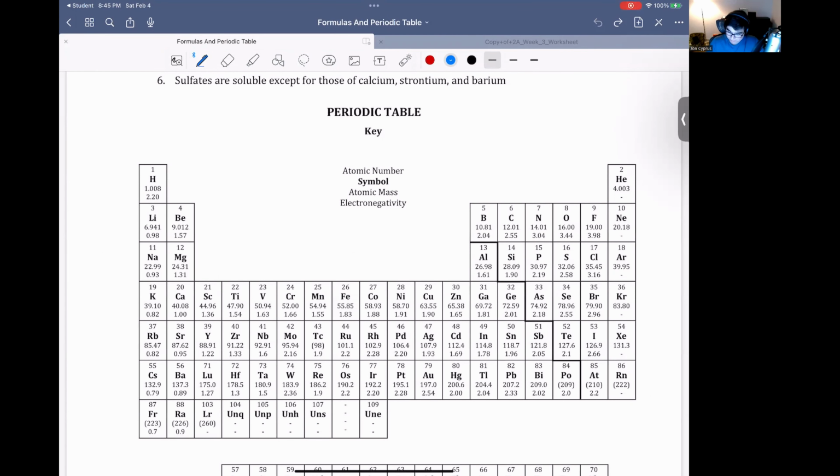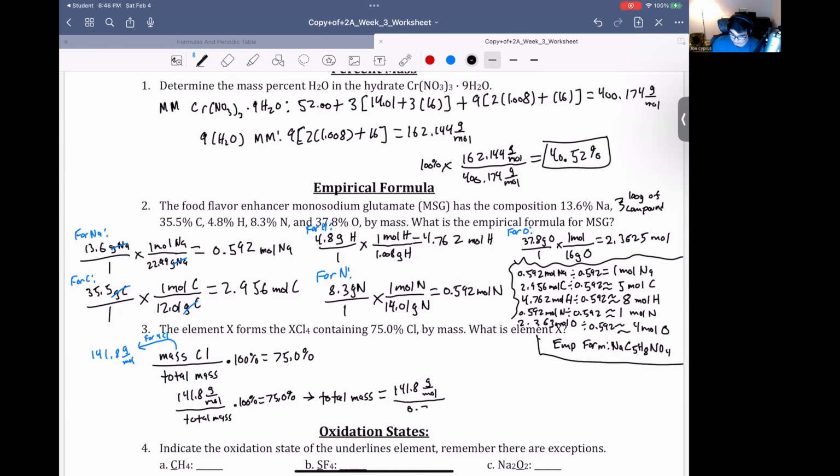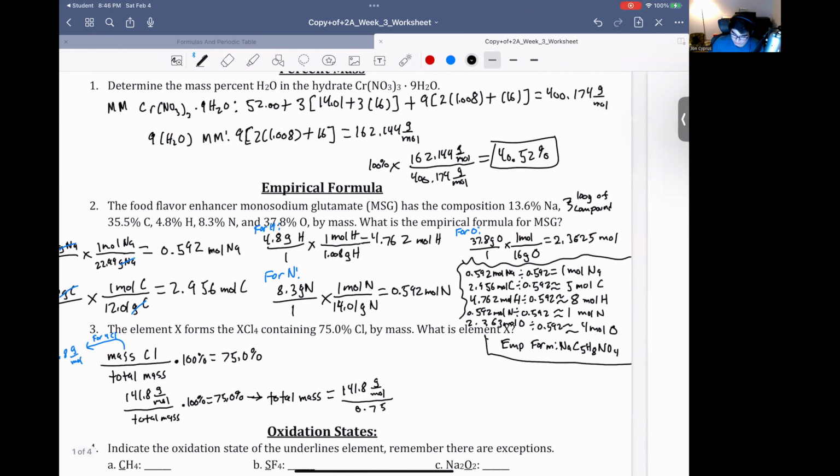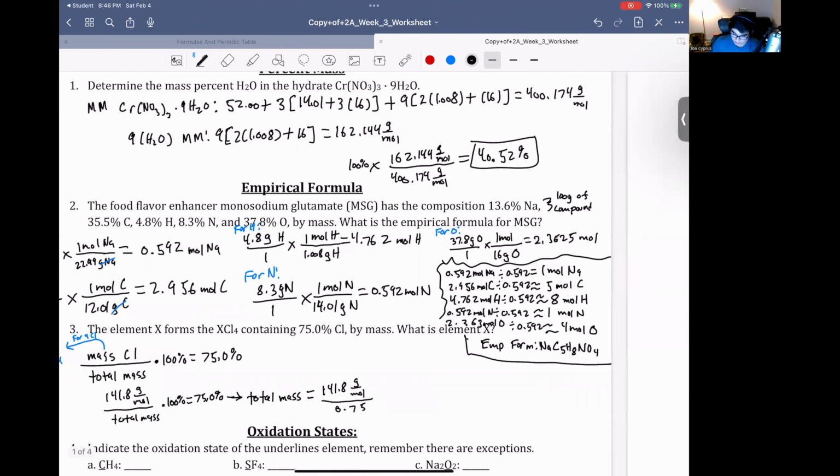141.8 grams per mole over 0.75. You divide each side by 100%, you get 0.75. Multiply the total mass to both sides to get it out of the denominator, and then divide both sides by 0.75. If you're having trouble with the algebra, try considering this as some variable, like W or something. I'm not saying X because that's our element.